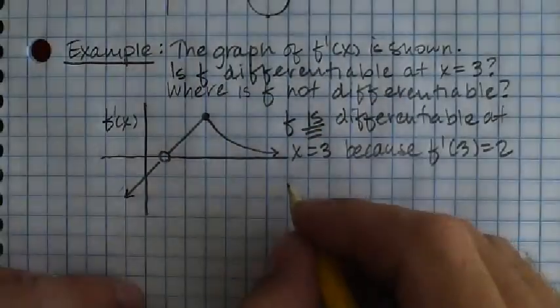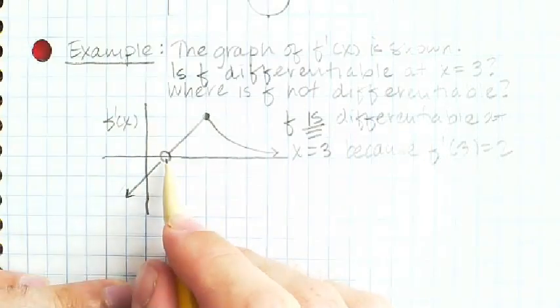Okay. F is not differentiable at x equals 1 because the derivative doesn't exist.